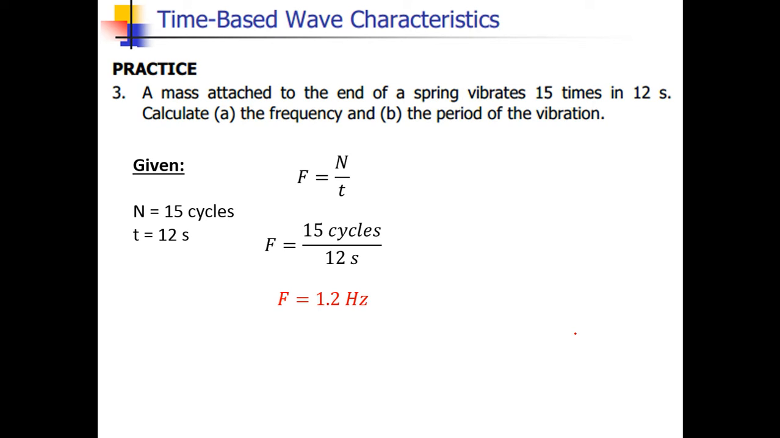Now for period in this case, we simply use the opposite. It's now going to be, instead of 15 divided by 12, it's 12 divided by 15. And so the period is 0.8 seconds in this case. So they are reciprocals of one another.